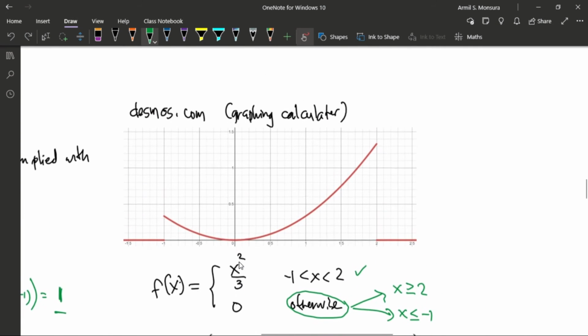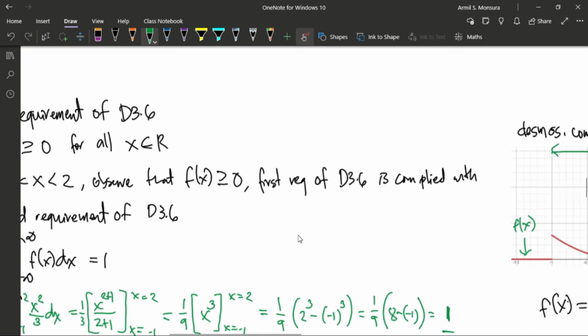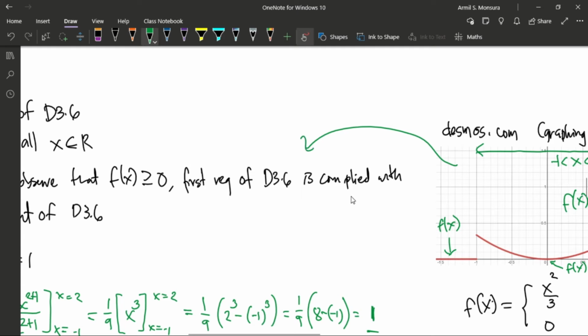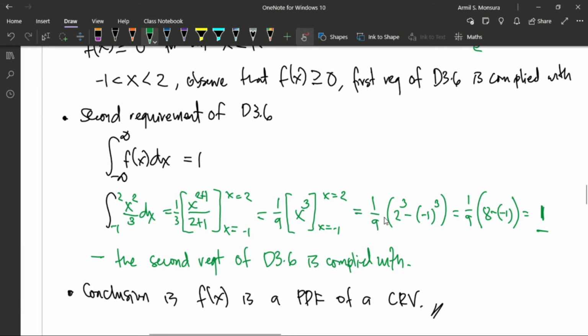So from there, mabe-verify nyo na your f of x is always positive. Okay, so it's either 0 siya, ito, sa mga regions na to na yung f of x nyo is 0. Okay, here 0 din siya. Okay, but in all other intervals, especially sa interval na your x is greater than -1 and less than 2, your f of x is mostly positive. So therefore, that supports your observation that f of x complies with the first requirement of definition 3.6. Okay, and of course, para sa second requirement, we will need to do the integration.